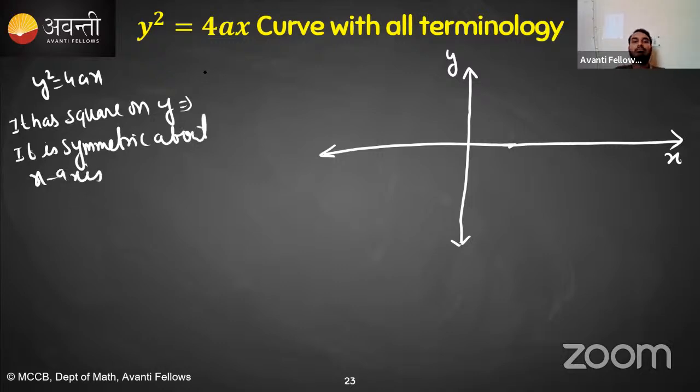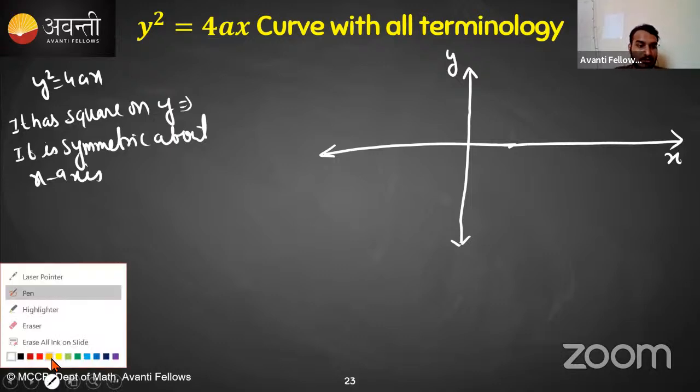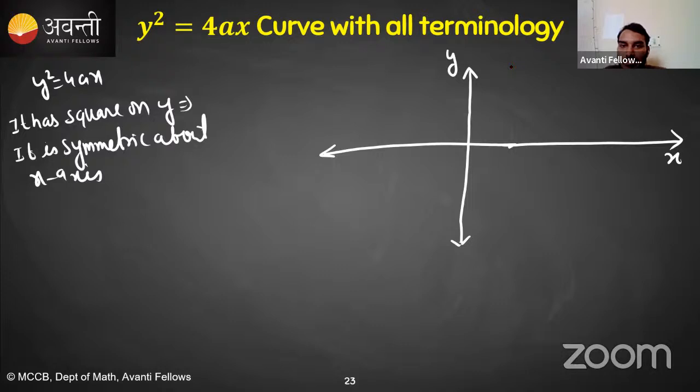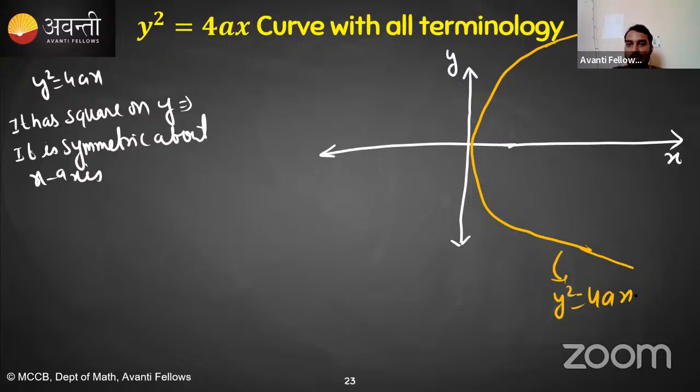Okay, is this clear? चलो, तो ग्राफ पे फोकस, this graph is symmetric about the x axis. तो देखो, ये ऐसे आएगा, this graph is like this. Okay, is this clear everyone? This is the graph of the parabola y square is equal to 4ax.